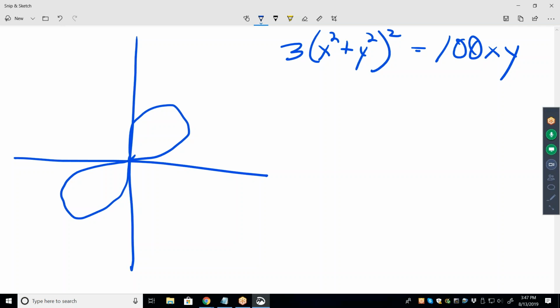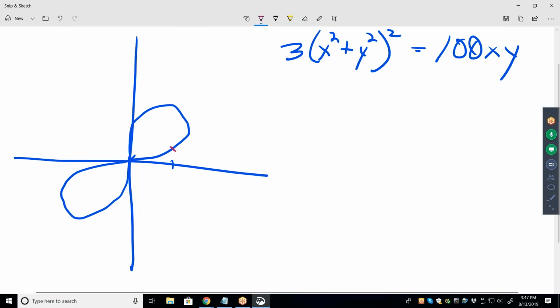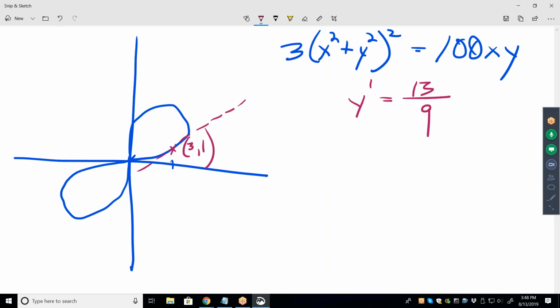In other words, our slope of the tangent line at the point 3, 1, well, what did it come out to be? It was 13 over 9? Yeah. That's that slope.